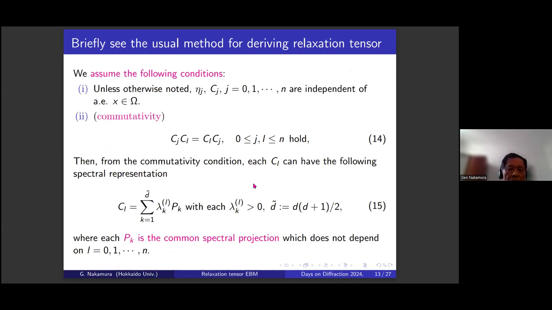Before introducing the new method to derive the relaxation tensor, let's look at the usual method. Let me explain under a very easy assumption. I assume that each η_j, C_j is independent of x, and also that C_j satisfies this commutativity condition.